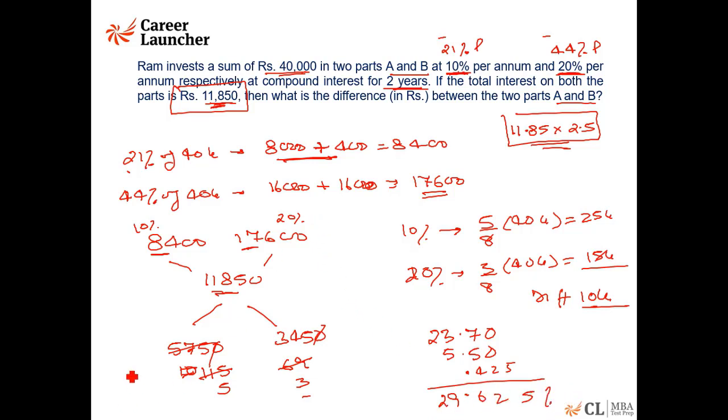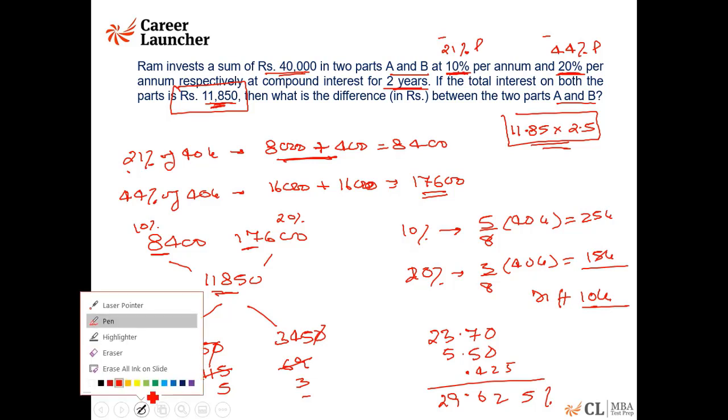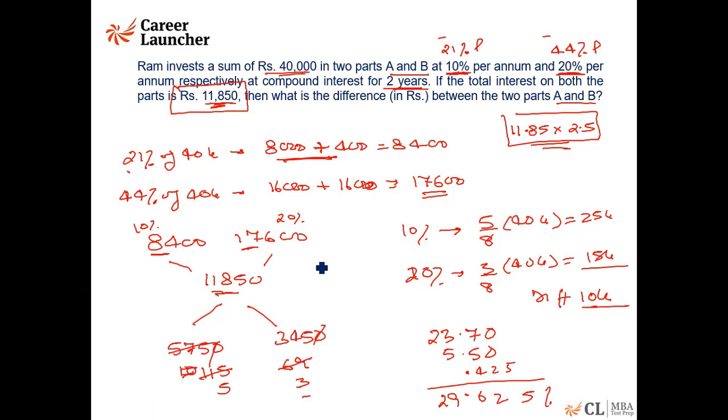So if you had to allocate using the interest, let me just change the color of the pen, then that allegation would have been 21% being allocated with 44%, such that the average interest you are getting is 29.625%. Please check out. I'm sure you'll get this also as 5 is to 3. Okay. So both the methods are available.